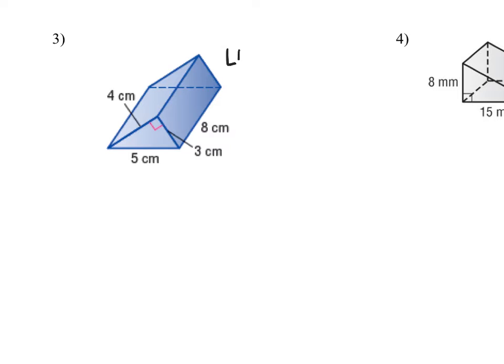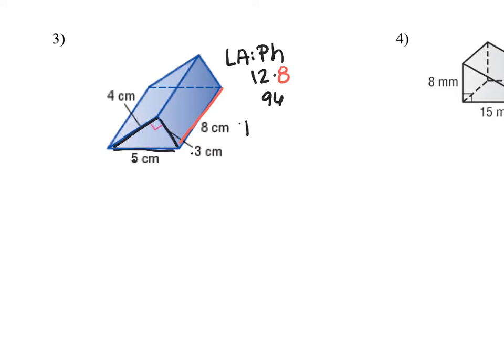Okay, so lateral surface area here is going to be big P times H. My base has changed. It's a triangle, right? So it's 3 plus 4 plus 5, which is 12. Does everybody see where I got that 12 from? Okay, now my height right here is this 8. So 12 times 8 is what? 96.